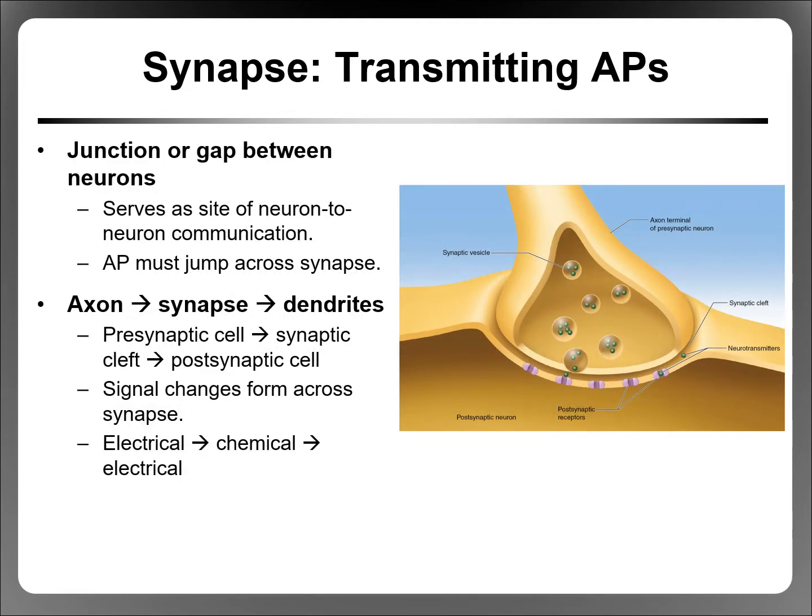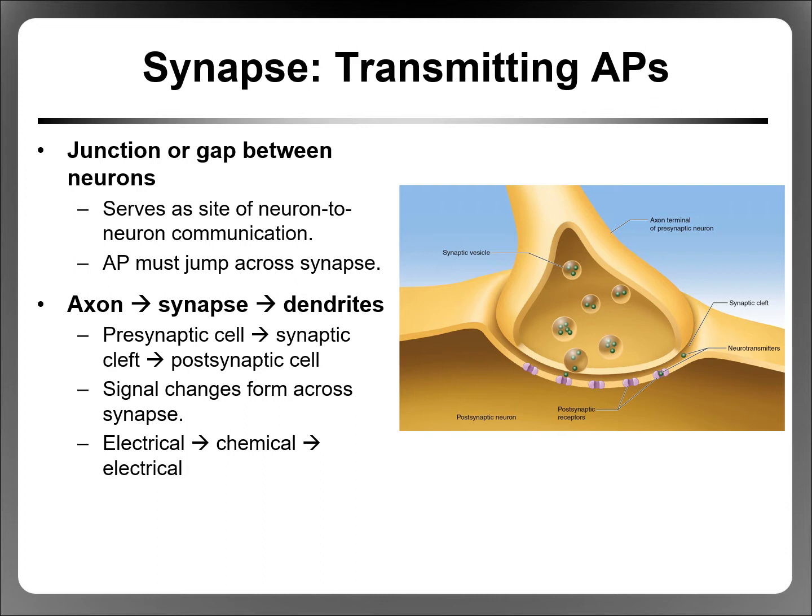Once the action potential reaches the end of the axon, it is going to reach a synapse. A synapse is the junction or gap between the neurons. This site will serve as the neuron-to-neuron communication. The action potential must therefore jump across the synapse. In order for this to work, the axon must send the action potential to the synapse, and then the synapse will send the information to the following dendrites.